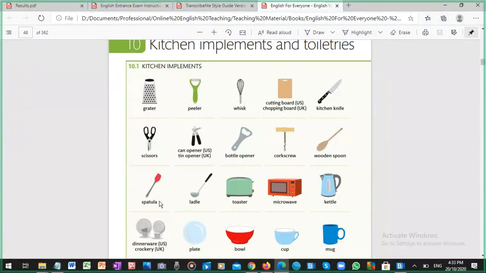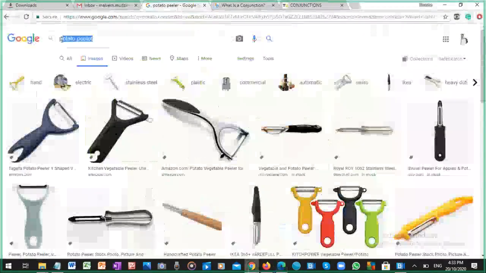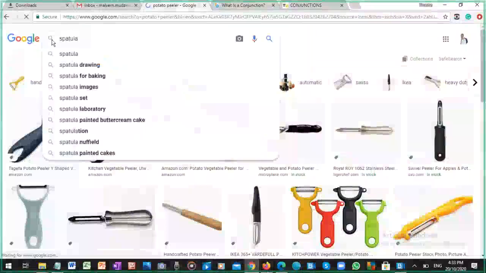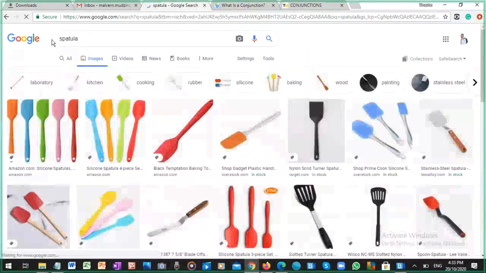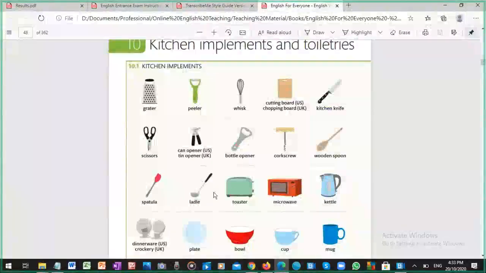Spatula. The next one is a ladle. Well done. And the next one, what's this one? A toaster. Well done.